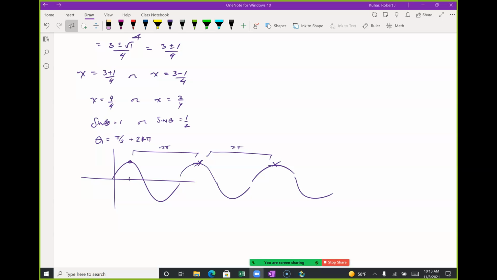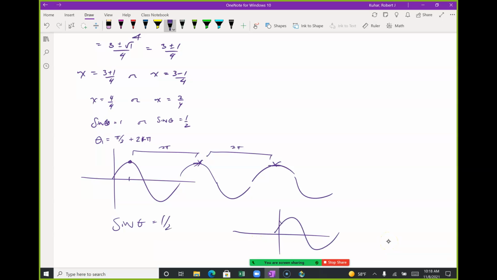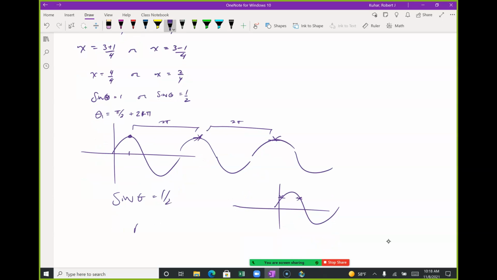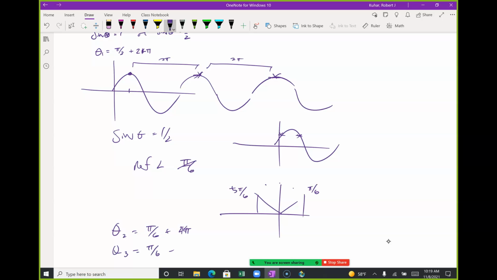And then from my other answer, sine equals 1/2, right? I know I'm going to get an answer in quadrant 1 and 2, right? I'm going to get a height of 1/2 in quadrant 1 and 2, and my reference angle is pi over 6. So in quadrant 1 and 2, I'm going to get pi over 6 and 5 pi over 6. So theta 2 is pi over 6 plus 2k pi. Theta 3 is 5 pi over 6 plus 2k pi.